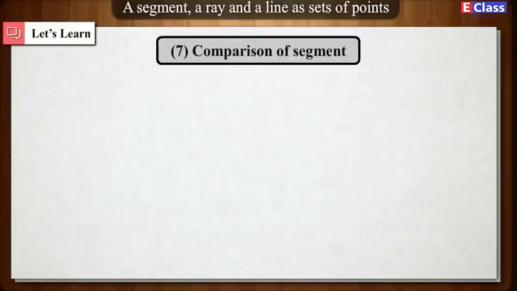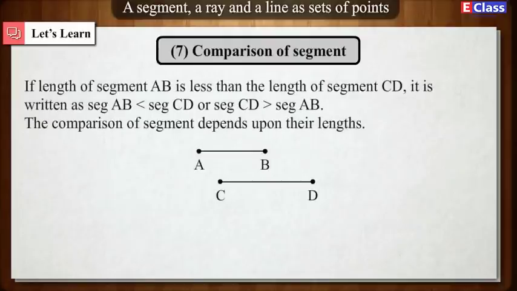7. Comparison of segments. If length of segment AB is less than the length of segment CD, it is written as segment AB is lesser than segment CD, or segment CD is greater than segment AB. The comparison of segments depends upon their lengths.